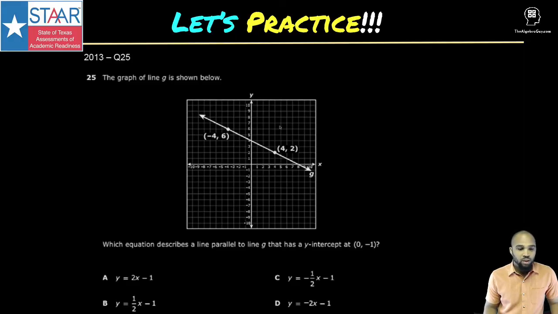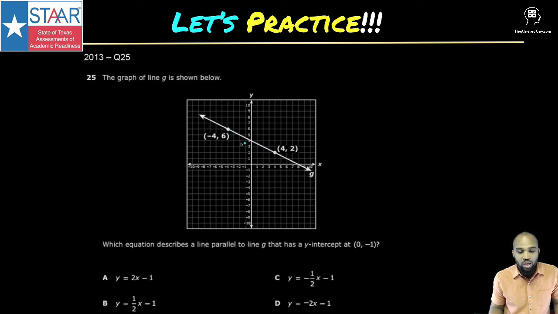All right, here's what it looked like on a STAR question a few years back. It says the graph of line G is shown here. Here's line G. Which equation describes a line parallel to line G that has a y-intercept of (0, -1)? So they're basically giving us the answer if you think about it, because parallel is going to mean the same slope. So what's the slope of this line?